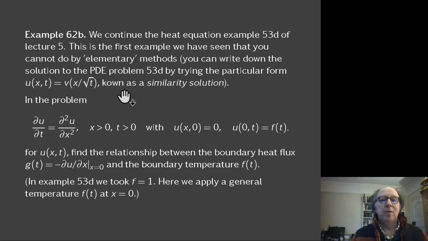Another example. We're going to go back to the heat equation example that we had at the end of the last lecture, 53D I think it was called. And that was the first example which you couldn't do by elementary methods. In fact, you can do that example by looking for a solution of the problem u of x and t in the form a single function of a single variable v of x divided by the square root of t, and then using the simple chain rule in the differential equation and in the boundary conditions. And if you do that, you will find that you can solve the problem exactly.